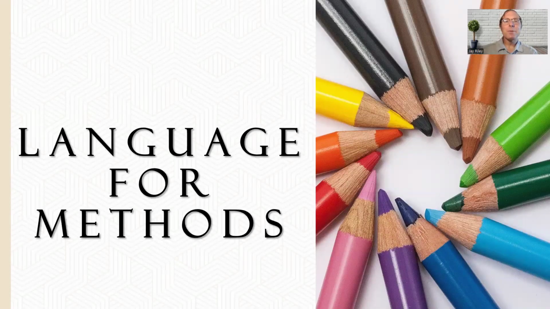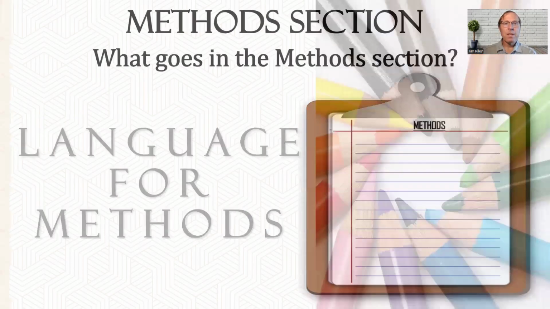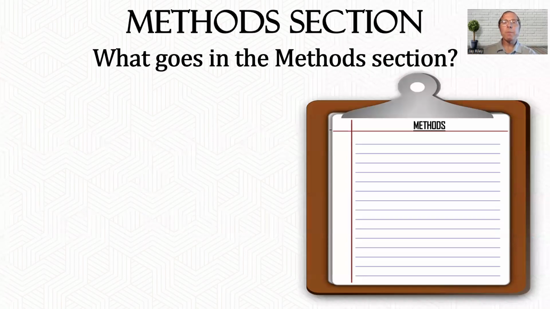Today, we're going to continue with our academic writing and research course, and we're going to build upon our last lesson where we talked about language for the introduction, and now we're going to talk about language for the methods section. So, I want you to take a moment and think about what goes in the method section. What parts does our method section or our chapter 3 include?